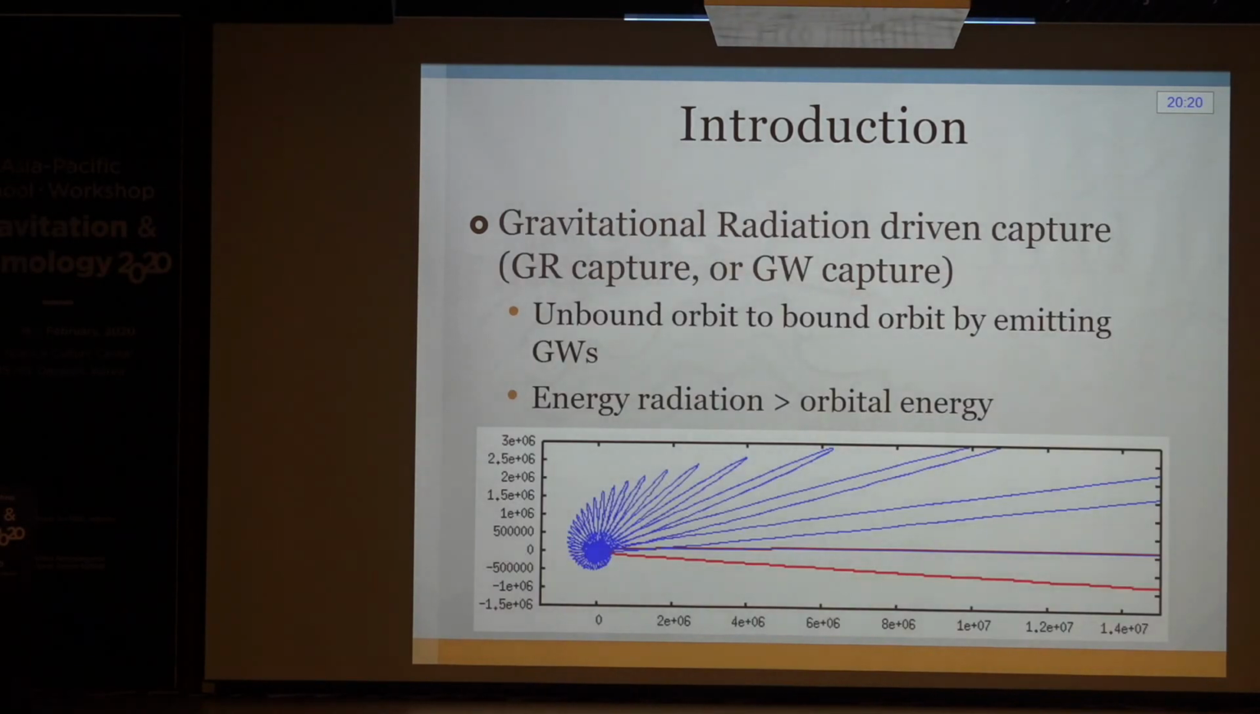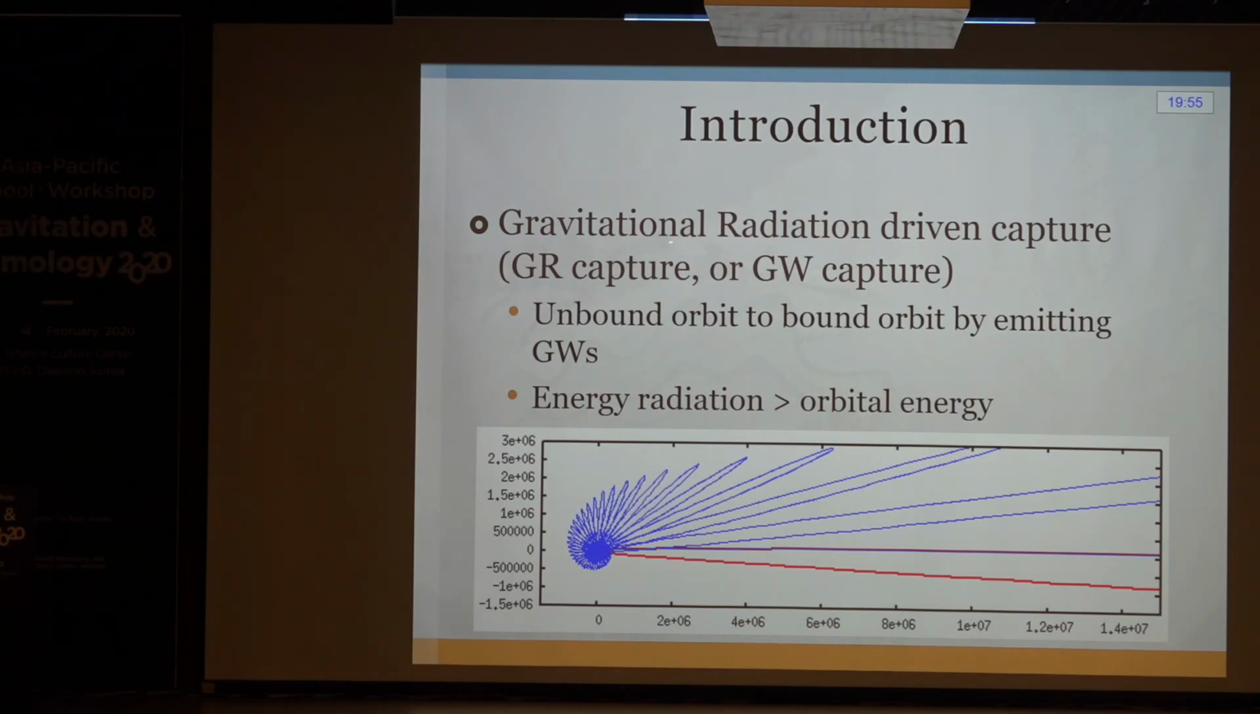The other kind of formation scenario is gravitational radiation driven capture, and many people say the word gravitational wave capture. This is just two-body interactions. And through a very close encounter, the unbound orbit can be changed to a bound orbit by emitting gravitational waves.